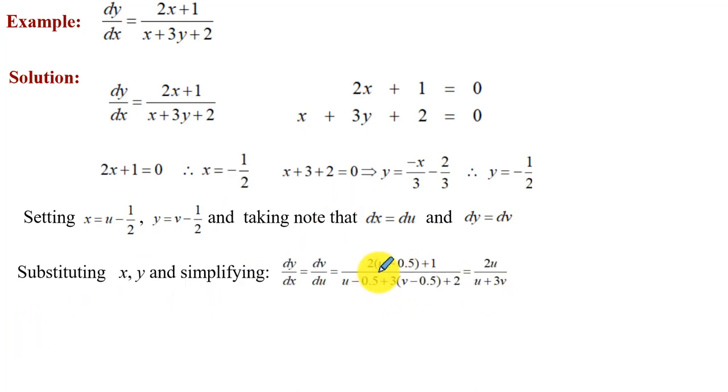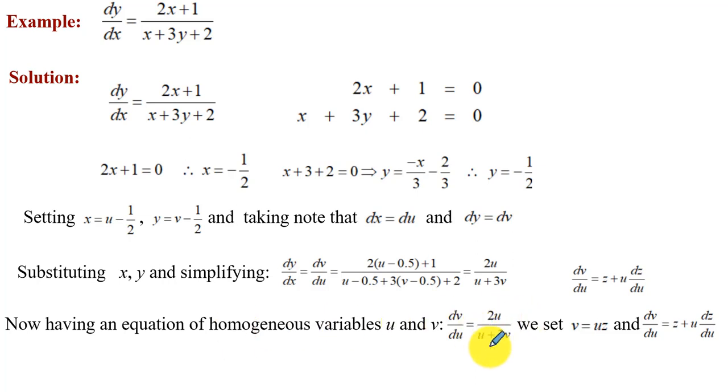And then substituting there and simplifying, you will see that dy/dx, which is simply dv/du, ends up after simplification being 2u over (u + 3v). And it is at this point that you see that the equation you have here is an equation of homogeneous variables of this form, and then we can set our v to be uz, and then our dv/du would be z plus u dz/du.